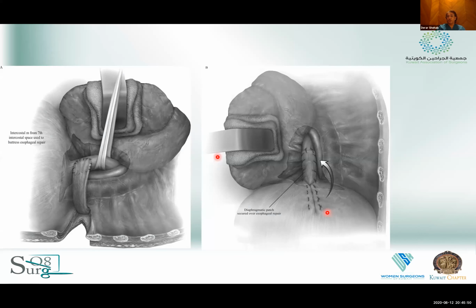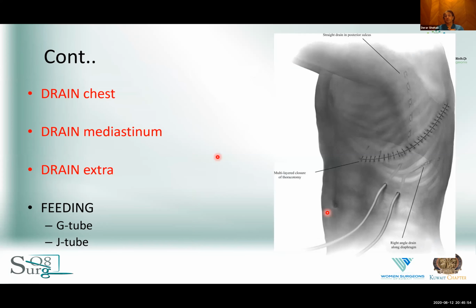Before you close the chest, what you have to do is put a lot of drains. I usually put a drain in the chest, just beside my repair, a drain in the mediastinum, and an extra drain. No patient comes out of the operating room after esophageal perforation without a G tube and J tube, the gastric tube and the jejunostomy tube. The gastric tube is for decompression of the stomach and preventing the reflux of the stomach content through your repair. You don't want that, or your repair is going to break down most of the time. And the jejunostomy tube is for feeding.